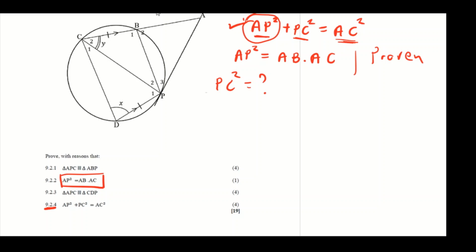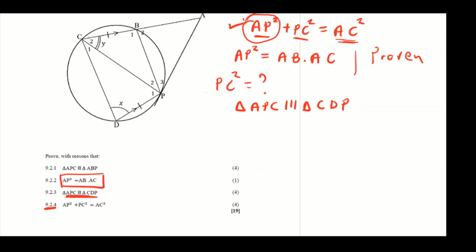If you take a look, what's going to help us is this previous similarity, 9.2.3. This says that triangle APC is similar to triangle CDP. Why am I saying this would help us? This is your PC. Your PC also appears here, right? Oops. This is a PC. This is also PC. So we'll be able to identify PC squared.